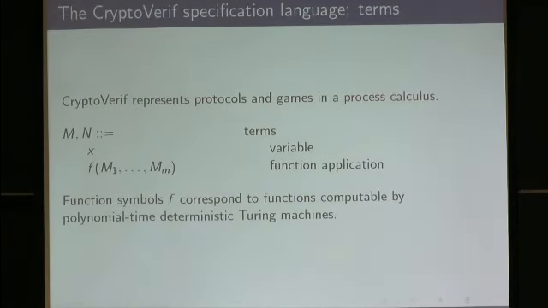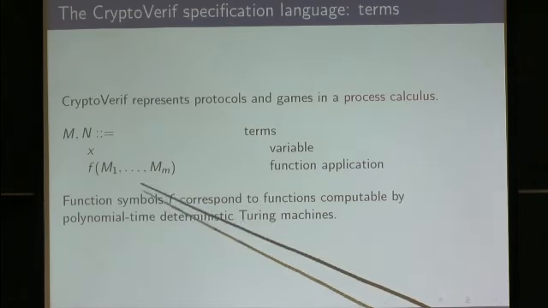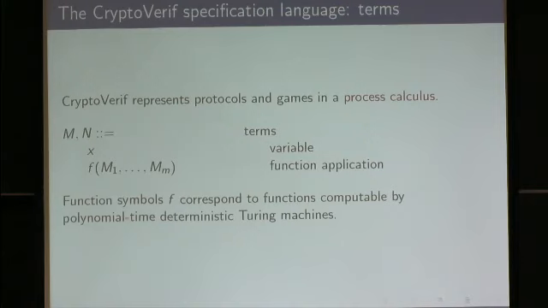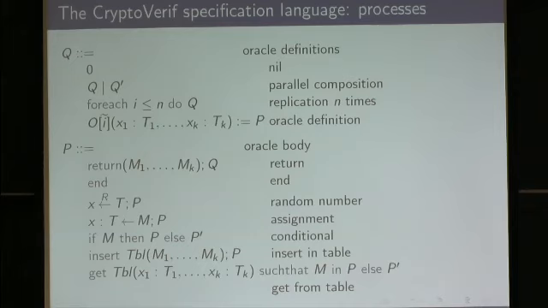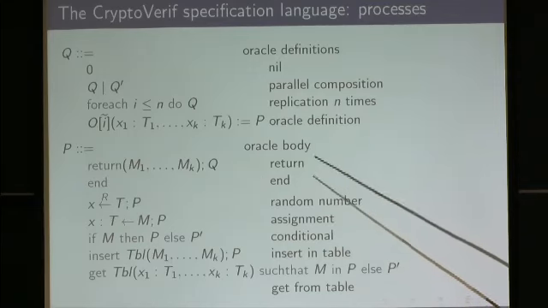So to do these proofs, CryptoVerif represents protocols in a process calculus. So in this calculus, you have variables that are going to contain bit strings and function applications. So these functions represent functions from bit string to bit string, computable in polynomial time if you are in the asymptotic case by deterministic Turing machines. So the processes show how to manipulate the bit strings in order to run your protocol. So I'm going to explain that, and I have an example just afterwards.